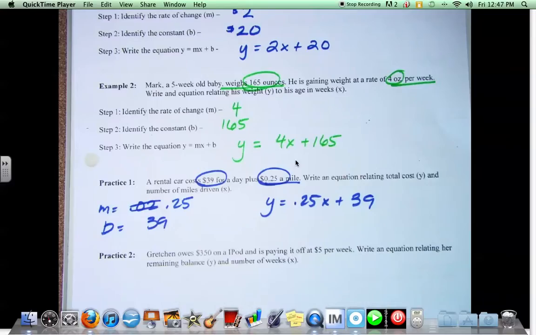Can you just put like 1/4 x? You could. That'd be fine.